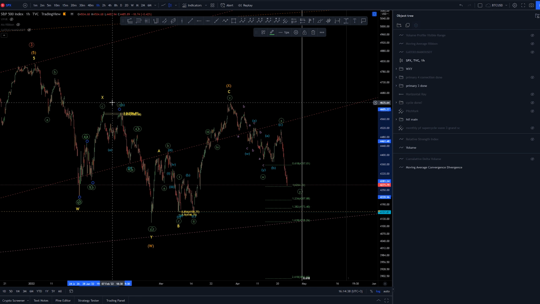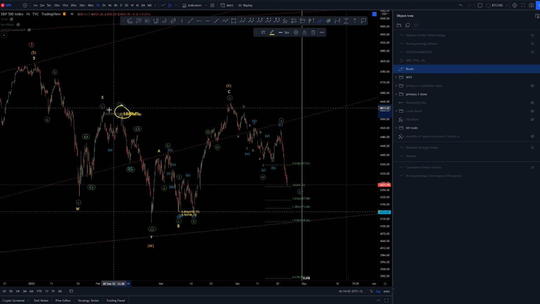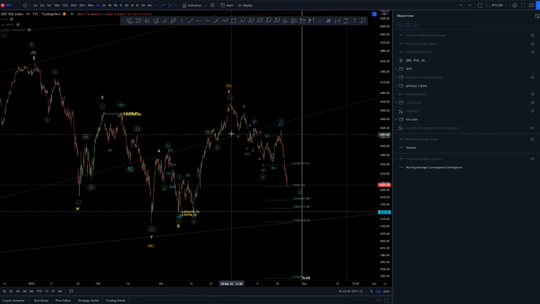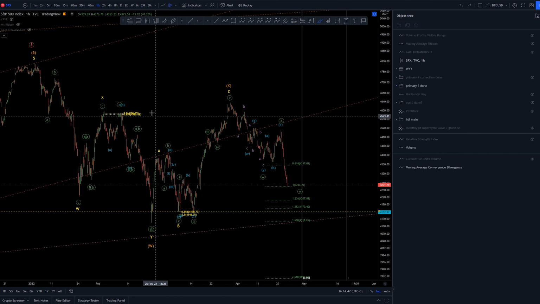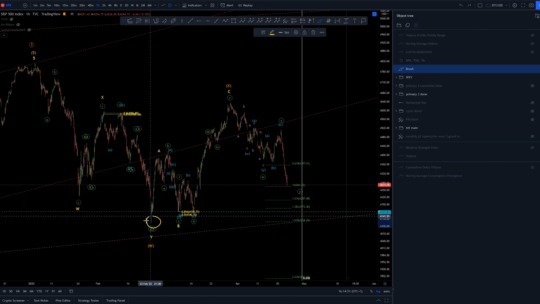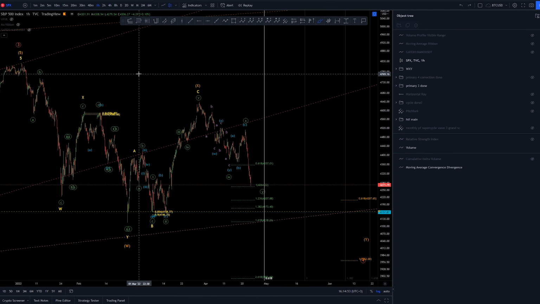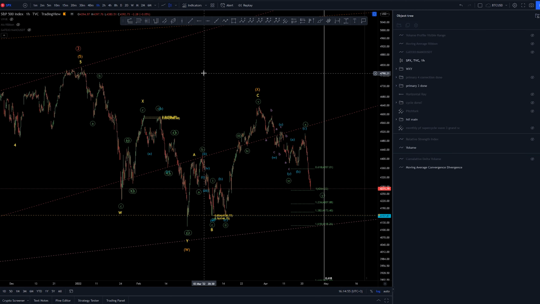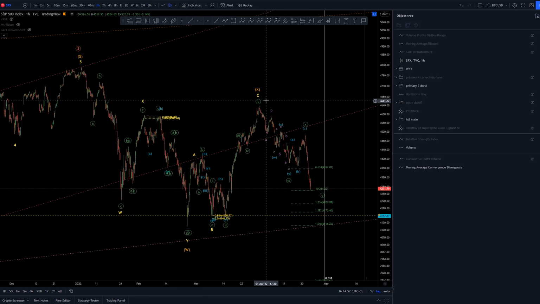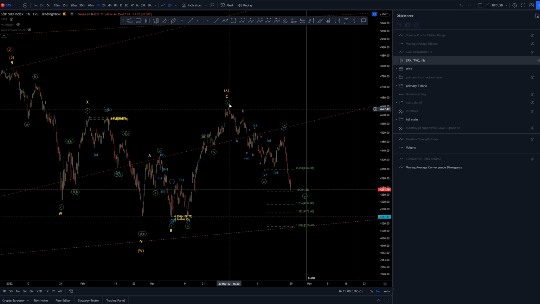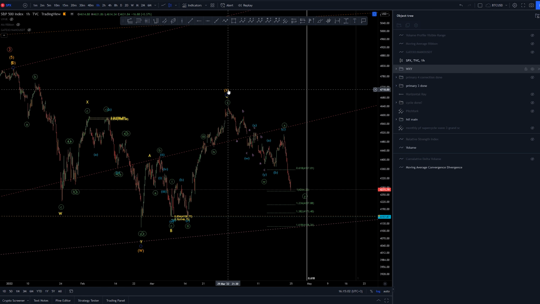There's either 3 waves into, where's my drawing tool, into this point or this point, so it doesn't really matter. Both of these counts are going to end in here at the 24th of February. At that point again we have another 3-wave move up, stating this as an X wave.